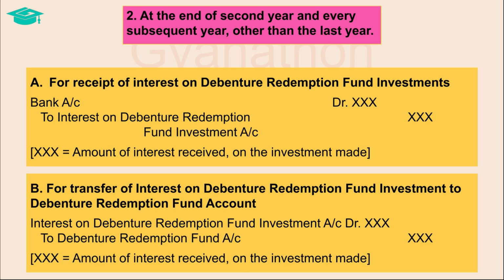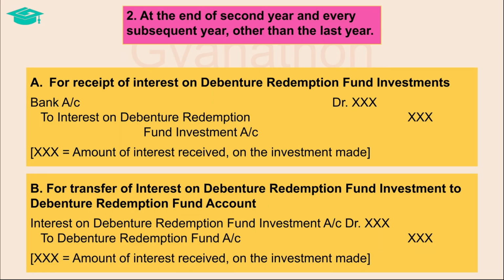the transactions that take place are: firstly, the company receives the interest on debenture redemption fund investments made, and then such interest is transferred from the interest on debenture redemption fund investment account to the debenture redemption fund account. Then the amount of profit set aside for that particular year is also transferred to the debenture redemption fund account, and finally the complete balance in the debenture redemption fund account, which is the amount set aside for the particular year plus the interest which was transferred to that account, is totally invested in the marketable securities.